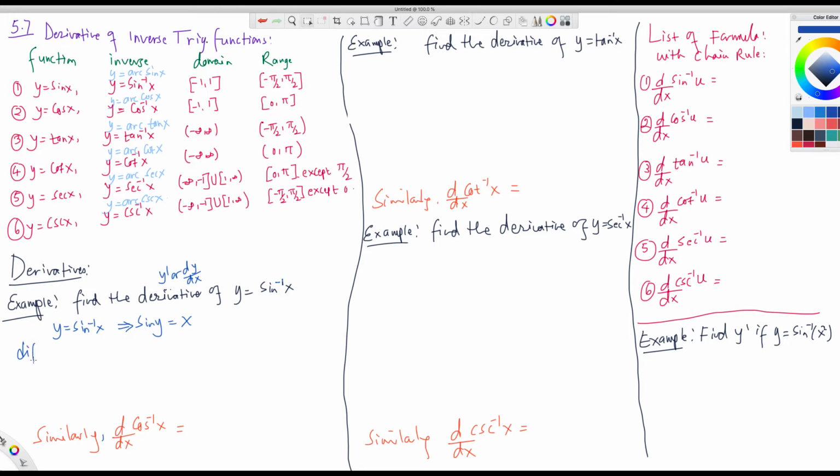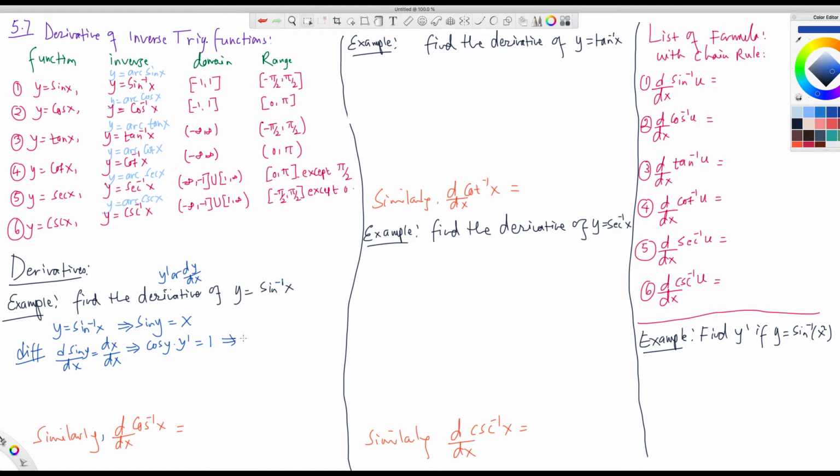Differentiating on both sides gives d sine y over dx equals dx over dx. I'm finding the derivative with respect to x. There is sine y and there is x, so they don't match, so we need to use the chain rule. What is the derivative of sine y? It is cosine of y, but since they don't match, you need to write an extra y prime. dx over dx is basically 1.